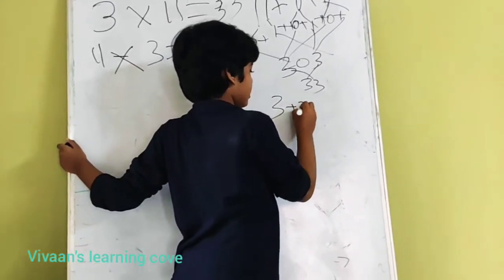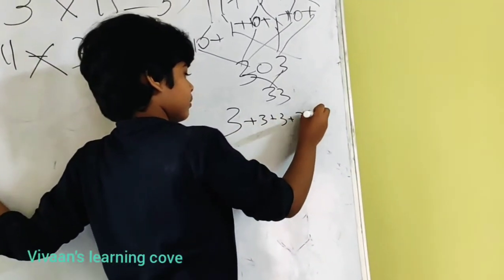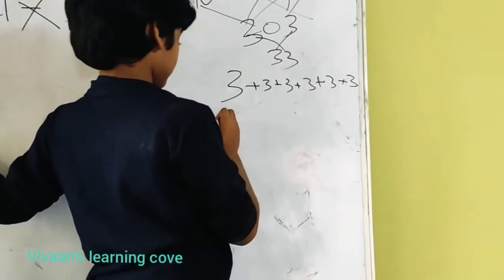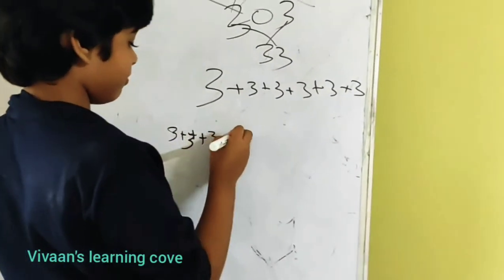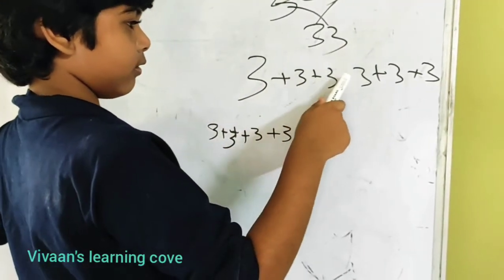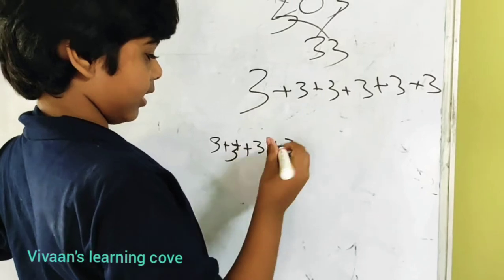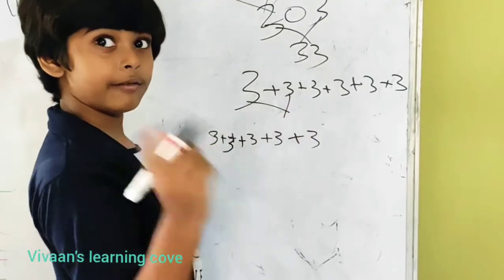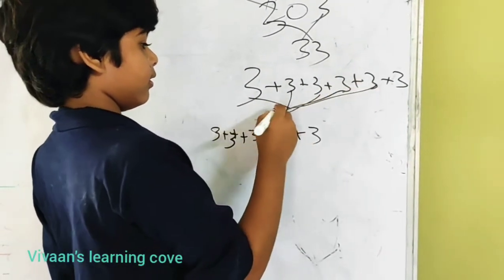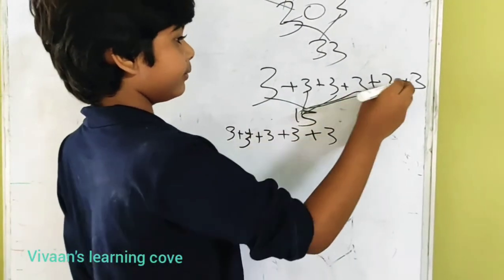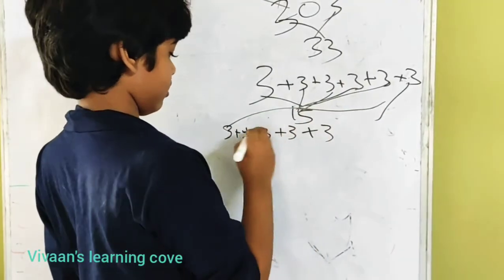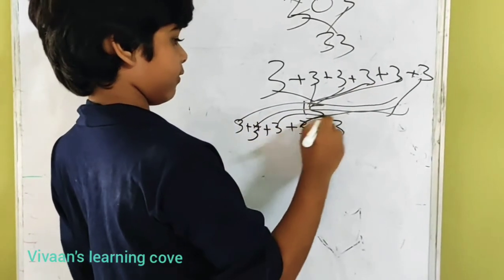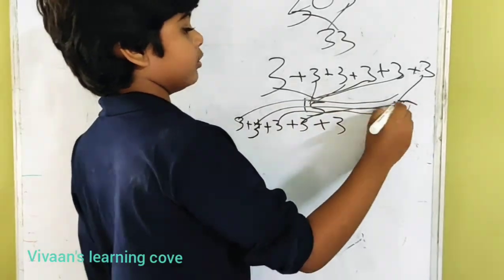3 plus 3 plus 3 plus 3 plus 3 plus 3 plus 3 plus 3 plus 3 plus 3 plus 3. See, I'm just going to add 5. 3 times 5 equal to 15. Then, again, I'm going to take 5. See, so this equals to 15.